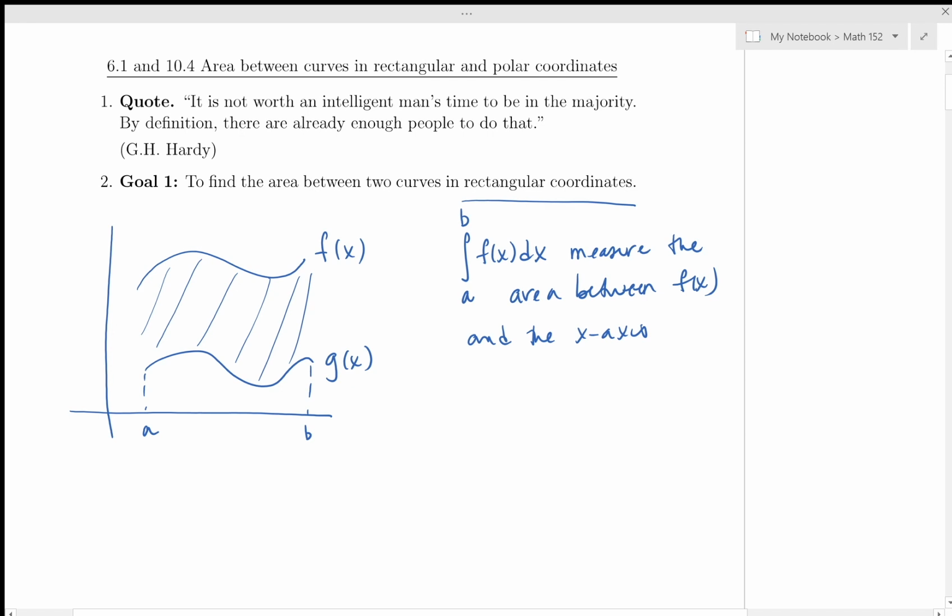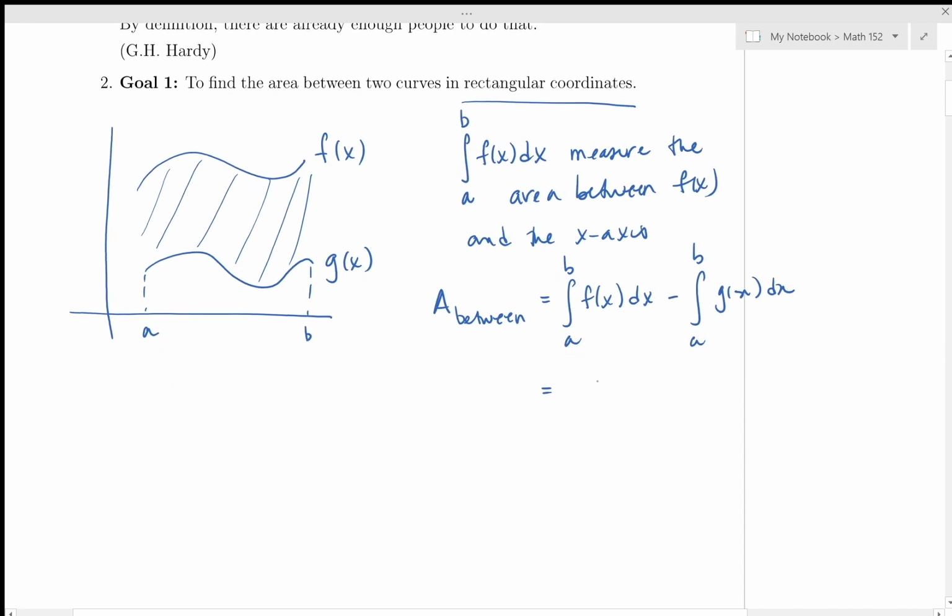So I don't think it's hard to imagine that the area between f of x and g of x, which is what I've shaded there with those little diagonal stripes, is the area under the f of x curve minus the area under the g of x curve. Using our rules of integration, we can put that together into one integral, the integral from a to b of f of x minus g of x dx. So we can compute the area between those two curves.